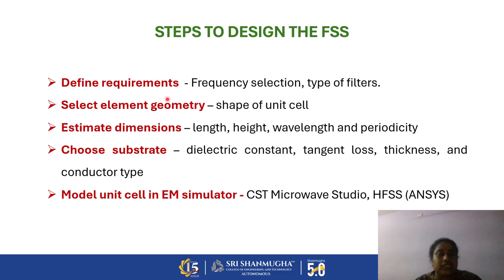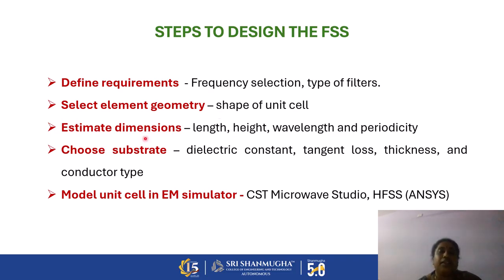And next one, select the element geometry, that is shape of the unit cell. In the previous slide, I mentioned the few geometries of the FSS. So after selecting the frequency ranges and types of filters, next we need to design the shape of the unit cell. Either it may be a circular loop, Jerusalem cross, or square loop. There are a few more geometries based on the element and based on the layers. So according to our convenience, we can choose the shape of the unit cell.